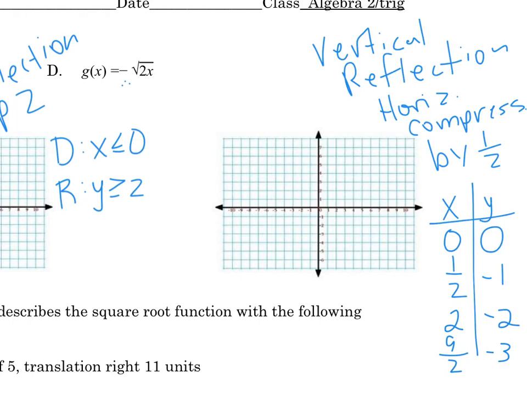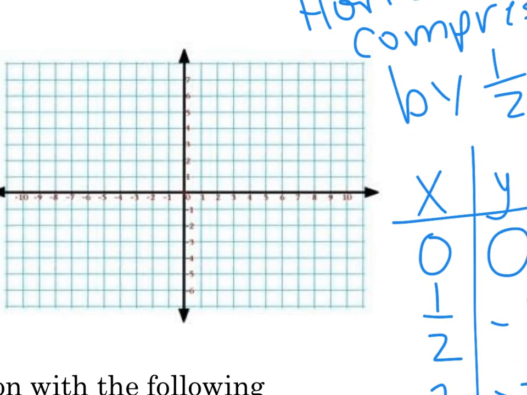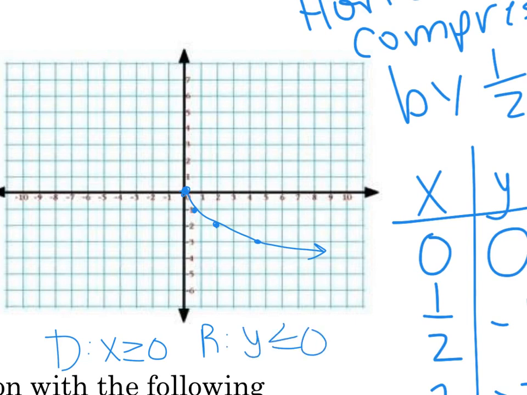Just be careful with your table here. We're going to have the points 0, 0, the points 1/2, negative 1, 2, negative 2, and 4.5, negative 3. Our domain here will be x is greater than or equal to 0, and our range is that y is less than or equal to 0. It's less than because now we are moving in the downward direction.